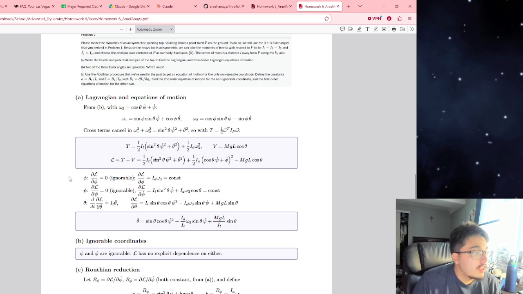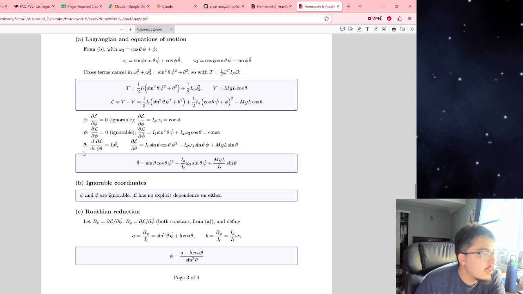Then we go ahead and do the typical Euler-Lagrange stuff, and we immediately find that dL/d phi and dL/d psi are actually zero. The Lagrangian has no psi and it has no phi in it, so that means they're zero, which in turn means that our dL/d phi dot and dL/d psi dot are both constant values. And what that tells us is that these coordinates are ignorable and we'll be able to solve for them and plug them back in using the Routhian procedure.